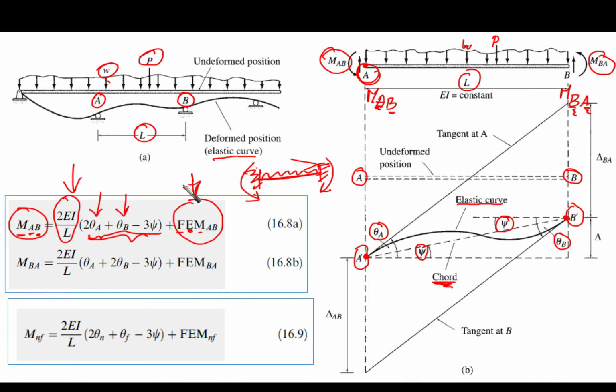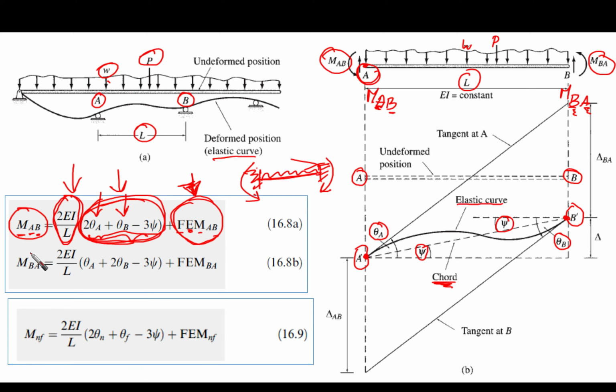So this is the contribution of external loading. We call it fixed end moments. So we have three different contributions. One part related to the properties of the beam. Another part is related to the elastic line deformation of the beam. And the third part is related to the external loading that is applied.